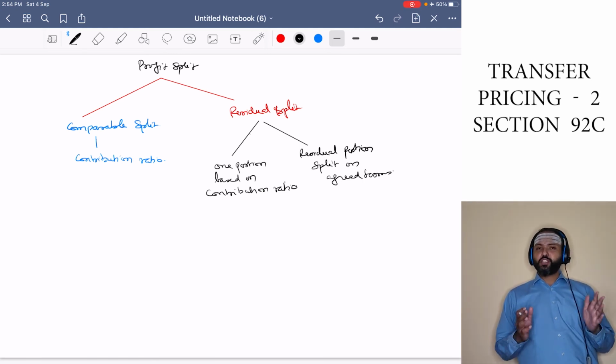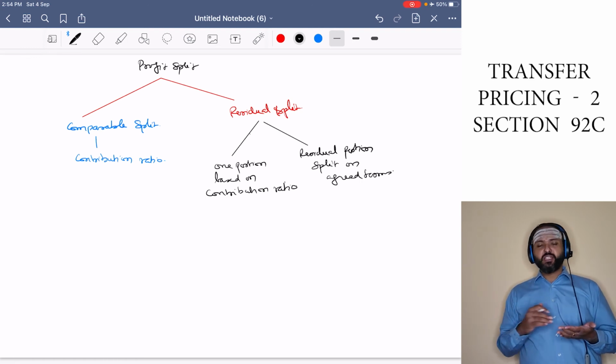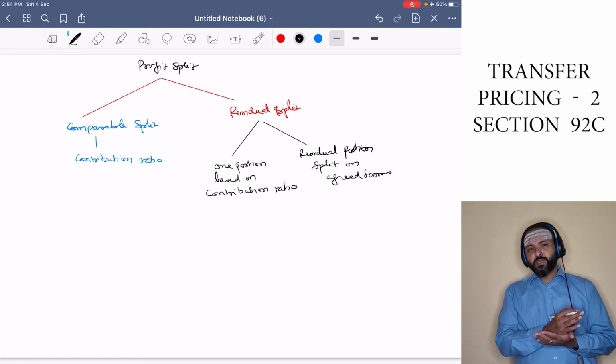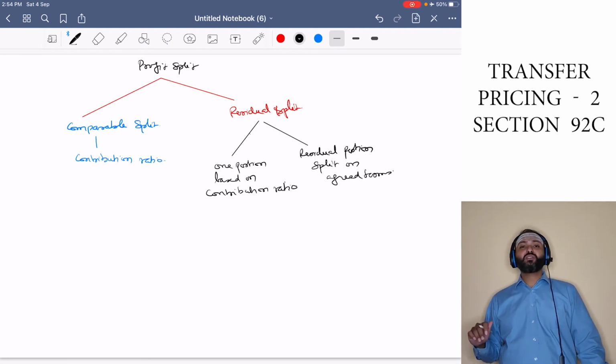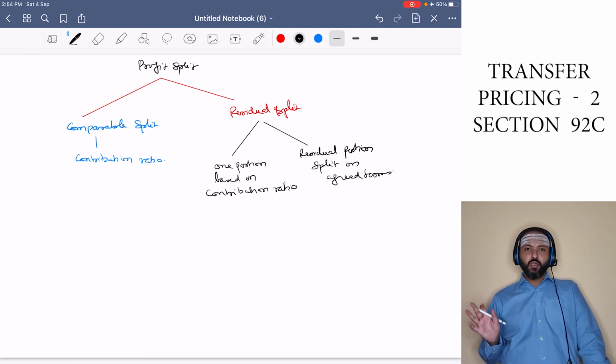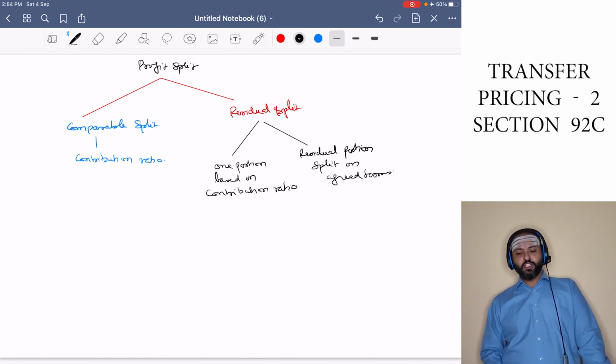So how is the residual split method going to operate? The portion will be defined in the venture agreement itself. Up to 60% will be split in contribution ratio, balance 40 equally. So this is called as residual split method. Okay, with this we are concluding on the fourth method, which is the profit split method.